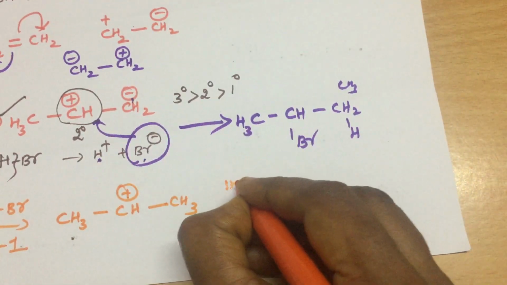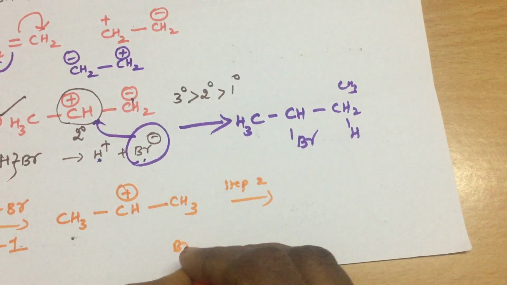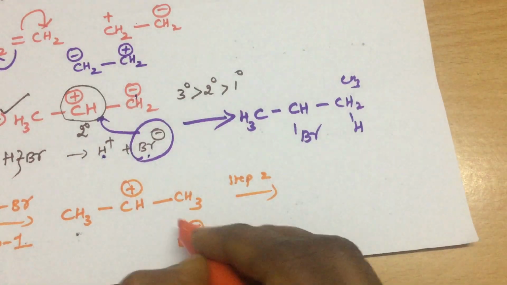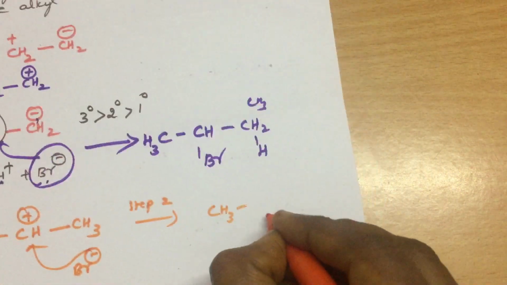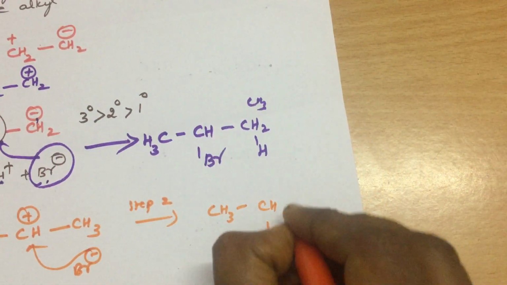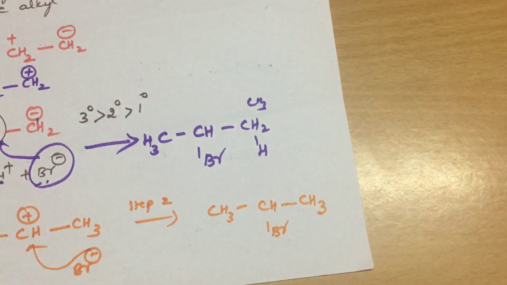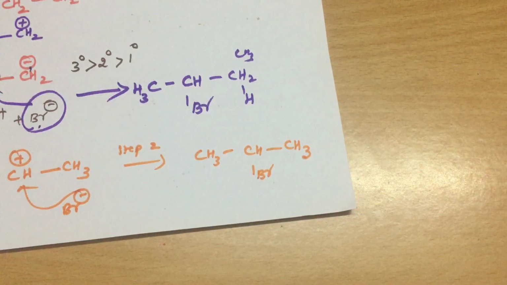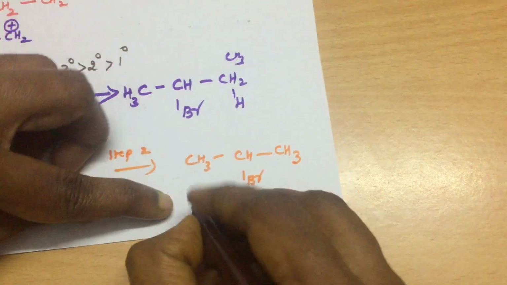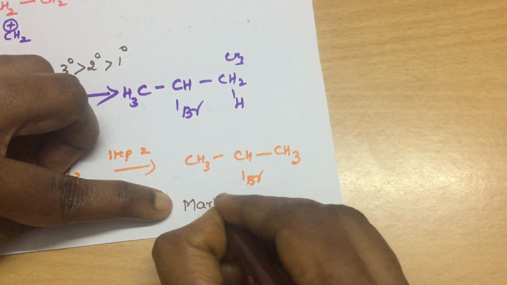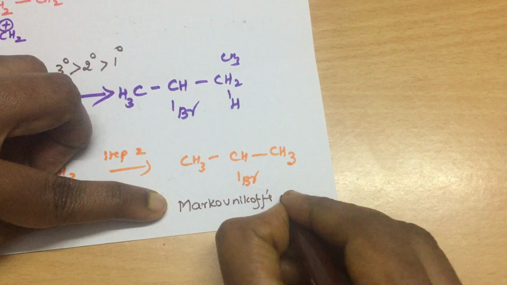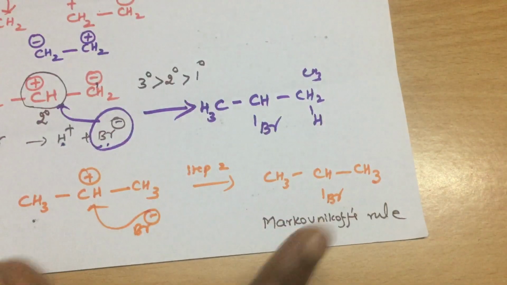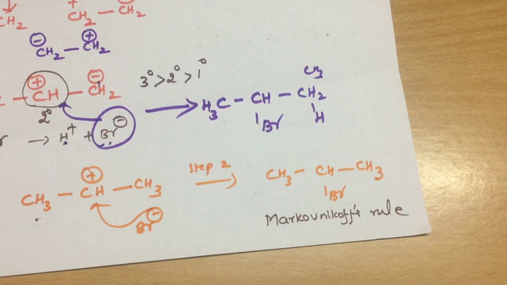In the second step, what happens? Your bromine minus will come and attack this carbocation, so you will end up with this product. This is called Markovnikov's product. Always, during the addition reaction, you have to follow Markovnikov's rule.